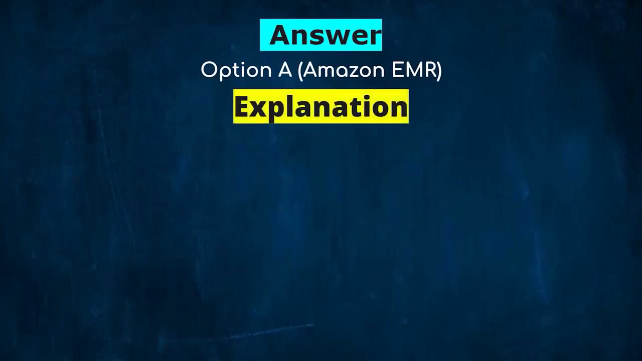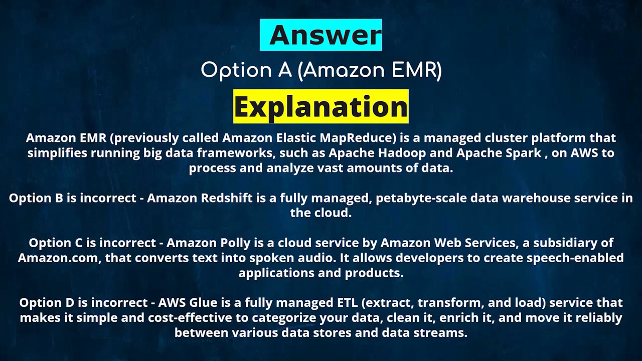Explanation. Amazon EMR, previously called Amazon Elastic MapReduce, is a managed cluster platform that simplifies running big data frameworks such as Apache Hadoop and Apache Spark on AWS to process and analyze vast amounts of data. Option B is incorrect. Amazon Redshift is a fully managed petabyte scale data warehouse service in the cloud. Option C is incorrect. Amazon Polly is a cloud service by Amazon Web Services, a subsidiary of Amazon.com, that converts text into spoken audio. It allows developers to create speech-enabled applications and products.